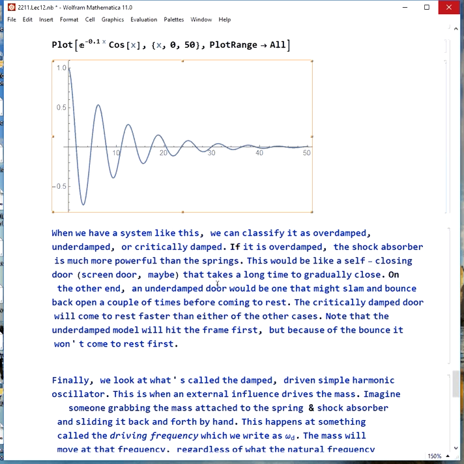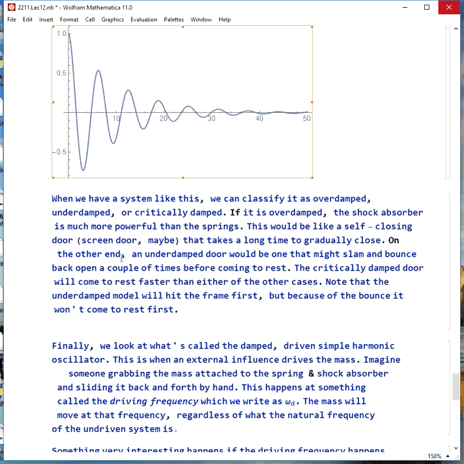A critically damped door would be the perfect balance between these, and it will actually come to rest quicker than anything else. That doesn't mean it'll hit the frame first, because the underdamped door will slam first, but it won't finish shutting before the critically damped one does.